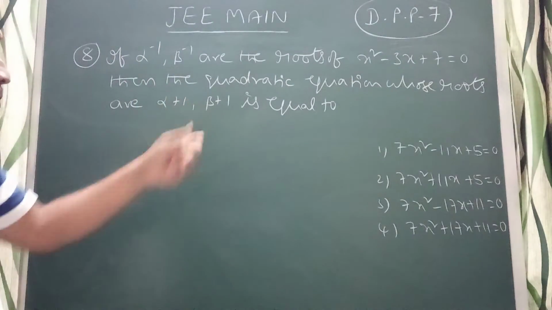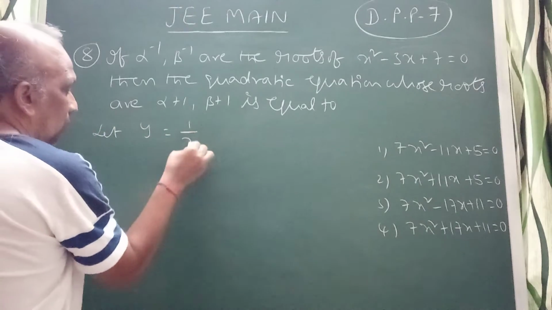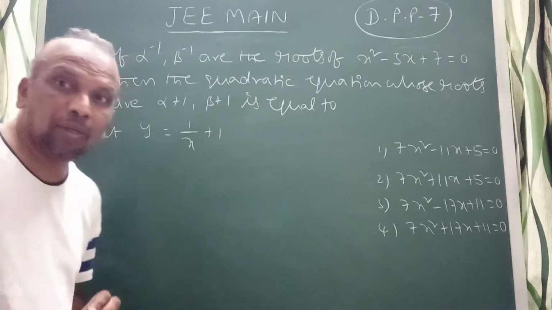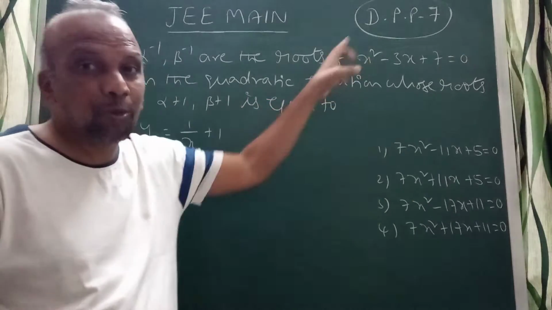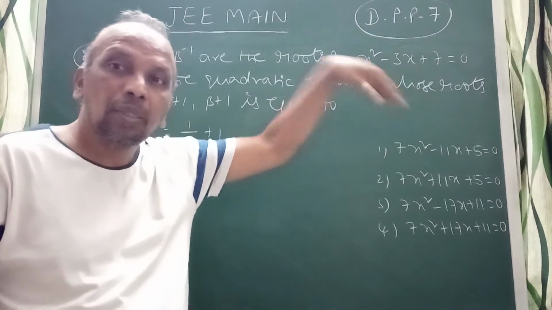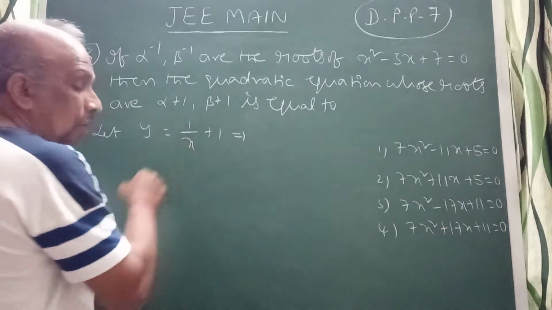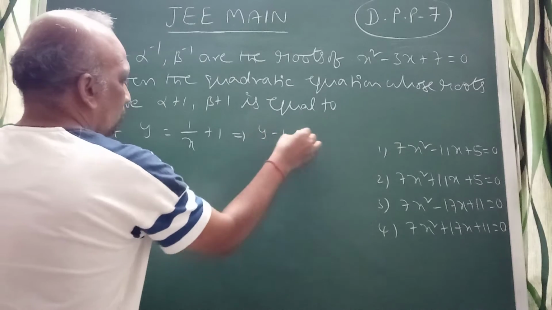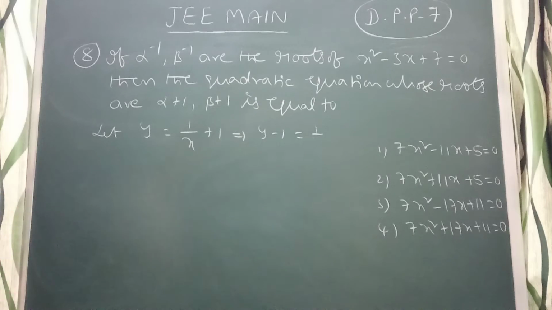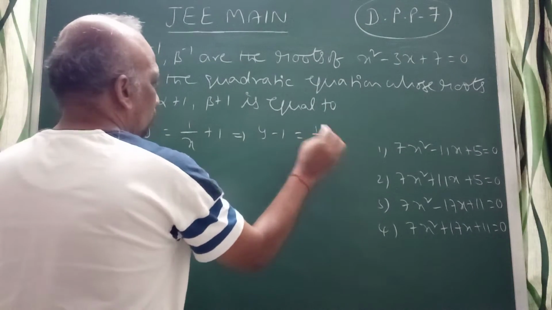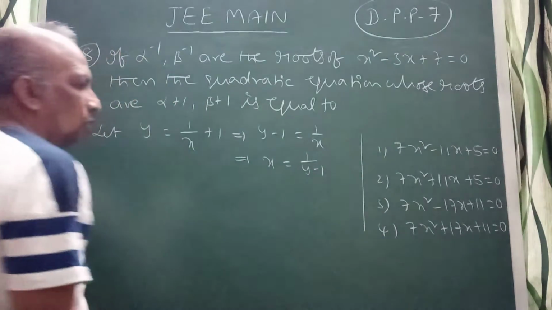Then for this equation, for roots alpha plus 1, beta plus 1, I can consider y equal to 1 by x plus 1. This is a simple way. Replacing x with 1 by x gives roots alpha, beta, and then we add 1, so 1 by x plus 1. From this I want the x value in terms of y. So y minus 1 is equal to 1 by x, so x is equal to 1 by y minus 1.